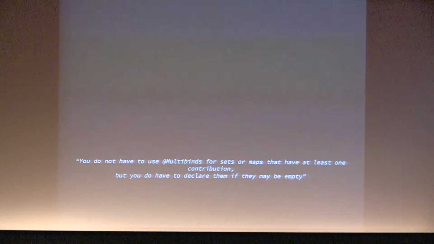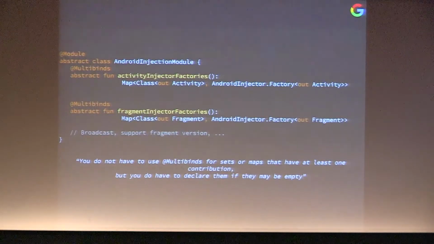So there is one issue with multi-binding. I'm not sure why they chose to do it like this, but with multi-binding, by default, you cannot inject an empty map. If you try to inject a map with no method that will provide at least one entry, you need to use the multi-binds annotation.